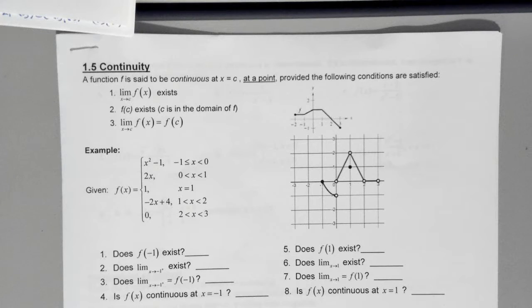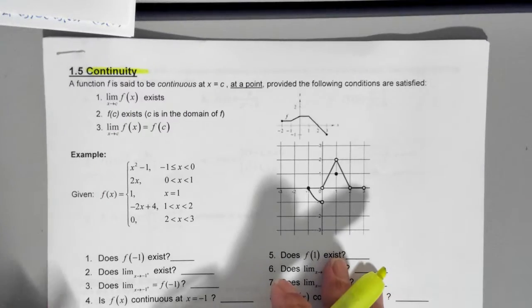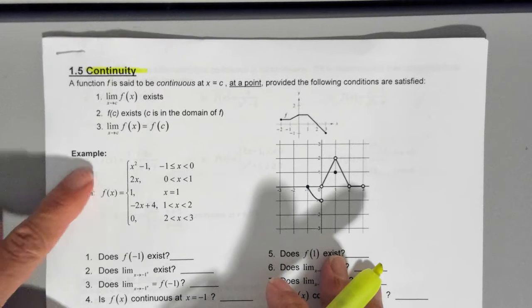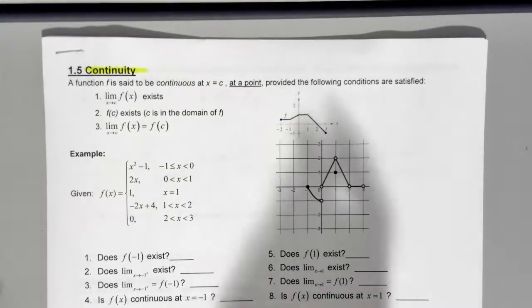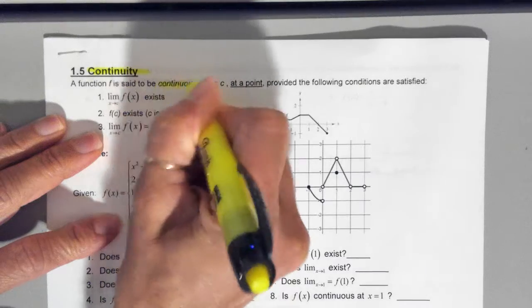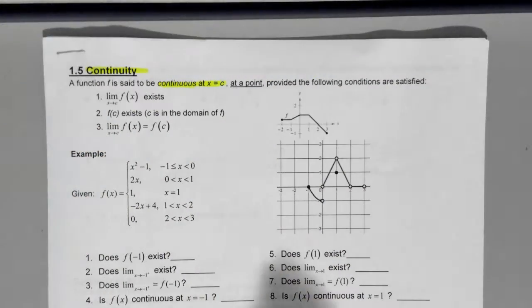The biggest piece that you need to make sure you understand. So first of all, when we're talking about continuity, a function f is considered to be continuous at a given point C if the following conditions are met. We need to find out where that belongs. So here, continuous at C, provided the following conditions.